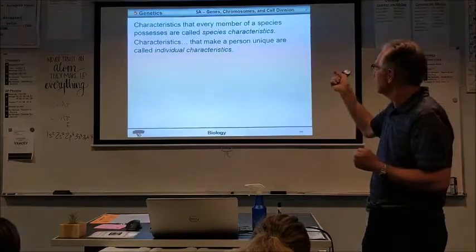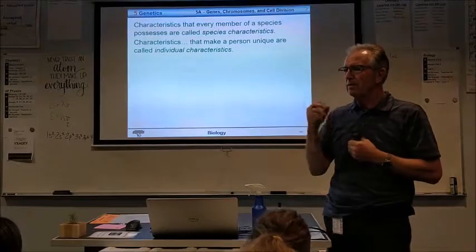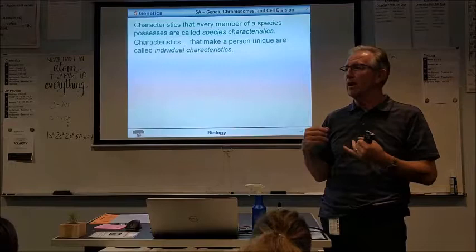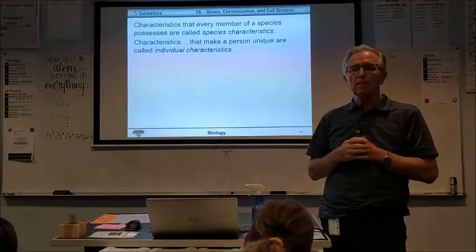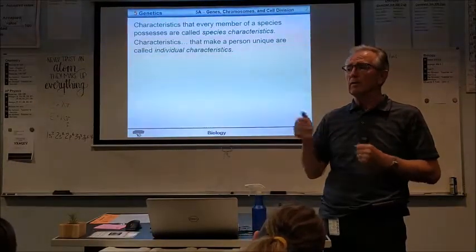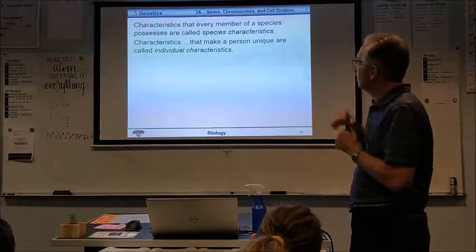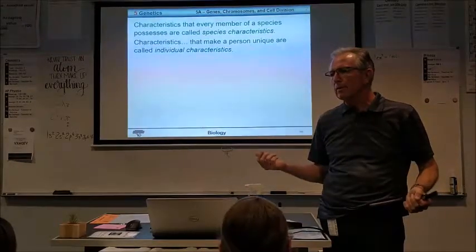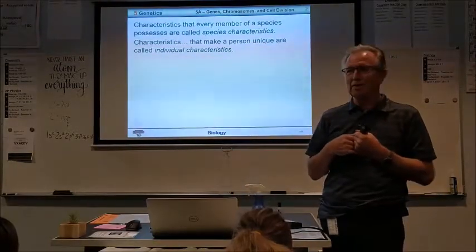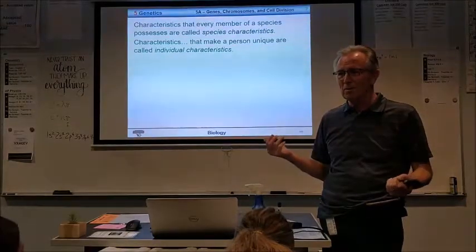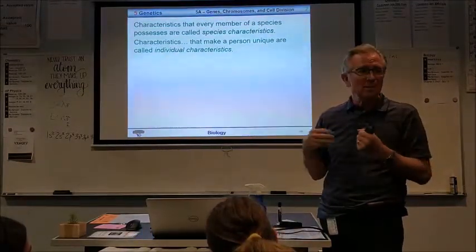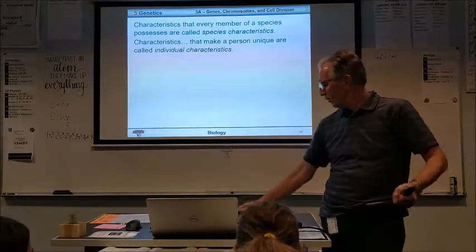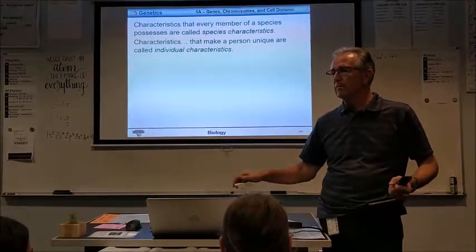Or for humans, since we're kind of talking about us, unique characteristics that make you you would be what color your hair is, what color your eyes are, how tall you are. Now, what would not be called an individual characteristic is maybe how you wear your hair. Because I could see you tomorrow and you had done something to your hair and be entirely different. So it's not an individual characteristic. Okay?